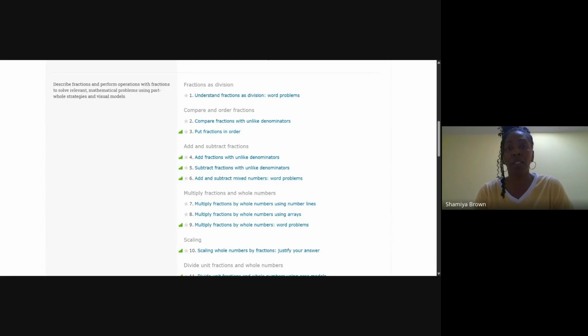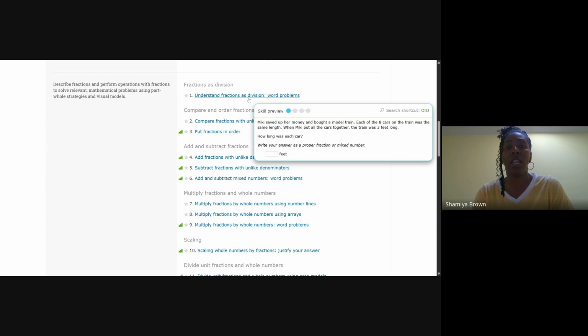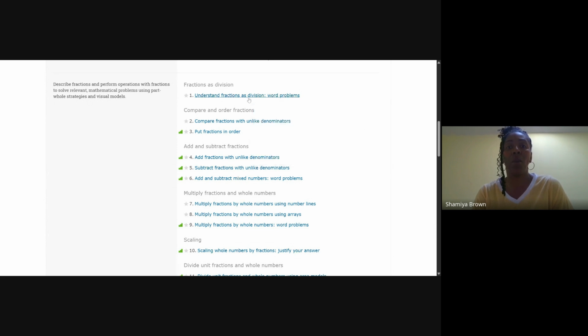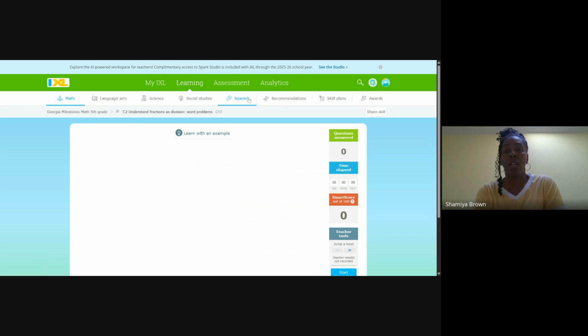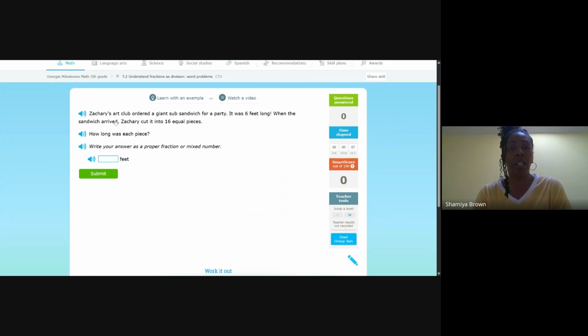Okay, so next one, we will be doing understand fractions as division word problem. So let's look at it. First one says Zachary's Art Club ordered a giant sub sandwich for a party. It was 6 feet long. When the sandwich arrived, Zachary cut it into 16 equal pieces. How long was each piece?